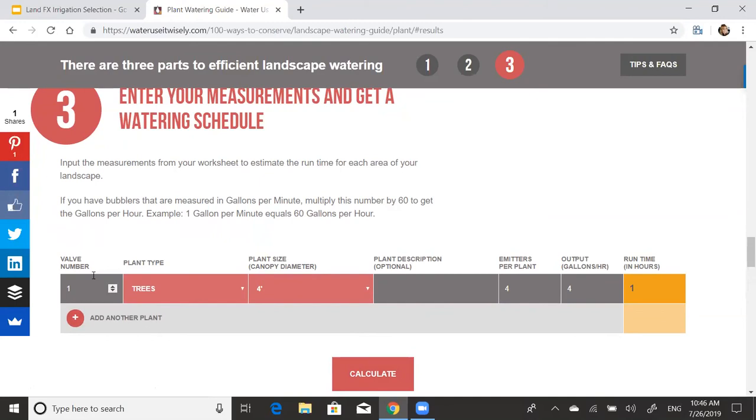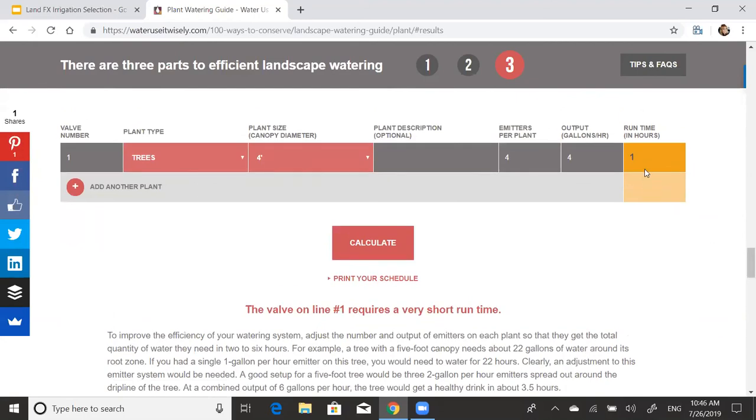So it's saying the valve number 1, trees, the runtime 1 hour. I just did very basic, the tree 4-foot canopy, 4 emitters per tree, because usually a tree would need more. I just said a larger amount of flow. And then it calculates it right here, and it gives you in hours how long to run that.